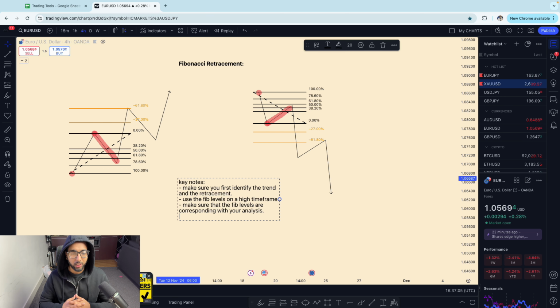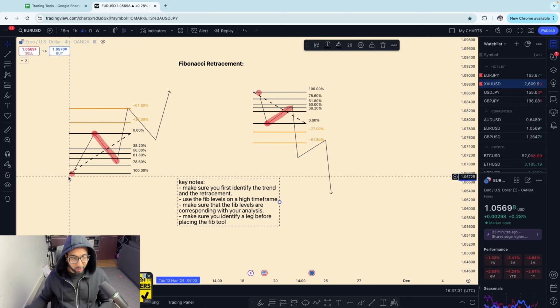And then what happens is I lose, because I was using it by myself and I didn't actually realize that there were other levels on the fib, or price just did not respect it, or it just wasn't the right place to use the fib, basically, okay? And the last point is make sure you identify a leg before placing the fib tool, okay?